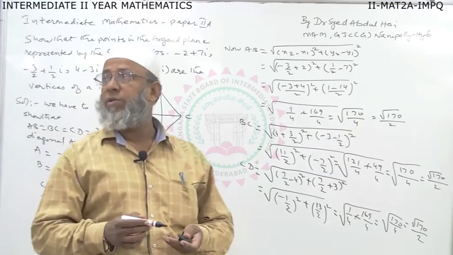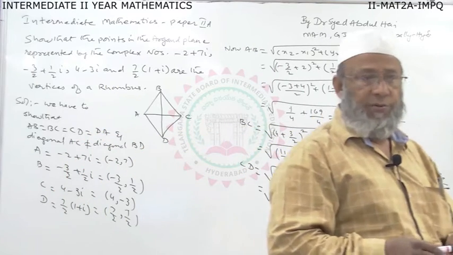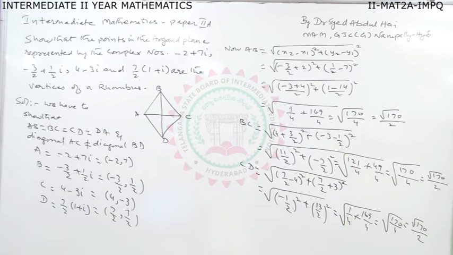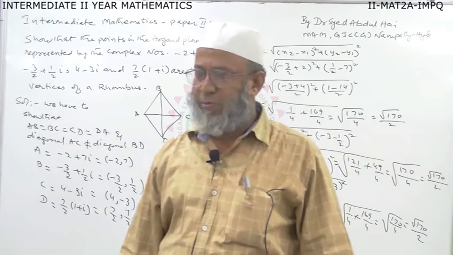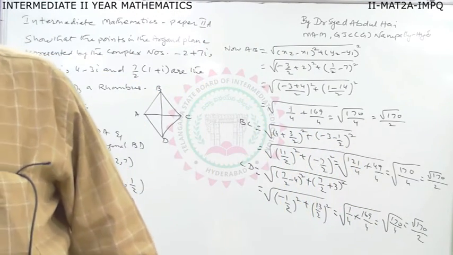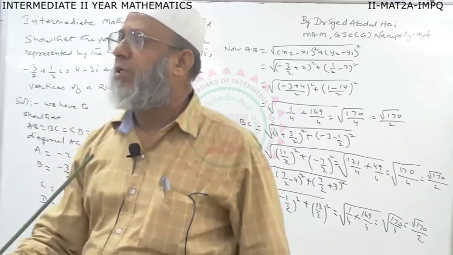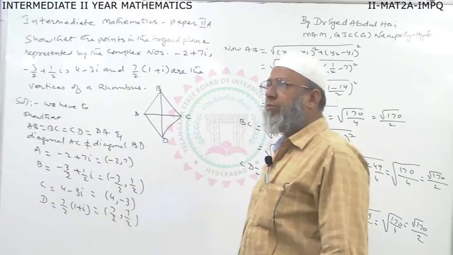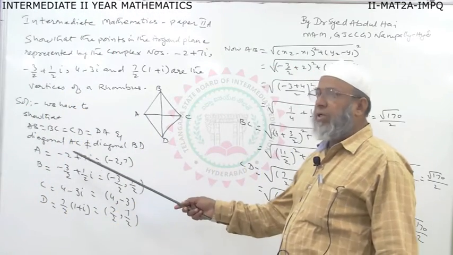Let's write down this one. I'll find the value of AD. Then I'll go to the diagonals. So maximum 75% part is over. Remaining 25% is left out. So we have to find the other side.